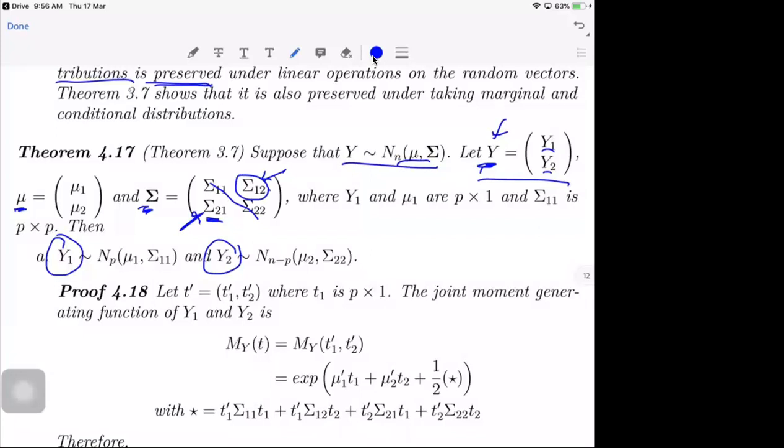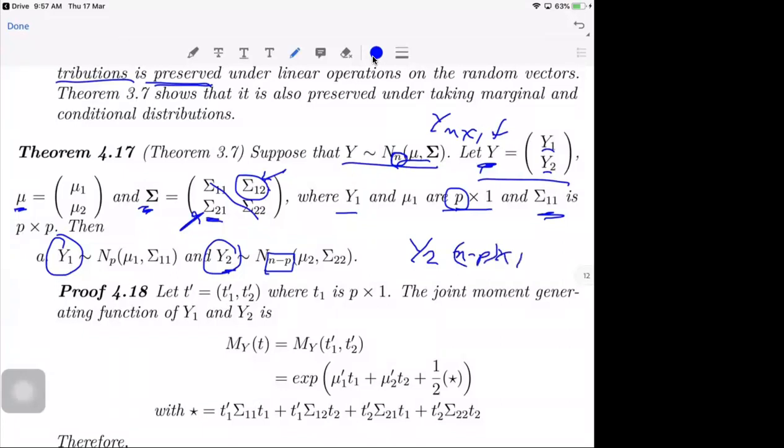So if y1 is p by 1, sigma 1,1 is p by p. Since y is n by 1, what remains for y2 is n minus p, because p went to y1. So y2 is n minus p by 1. That is the dimension of y2.